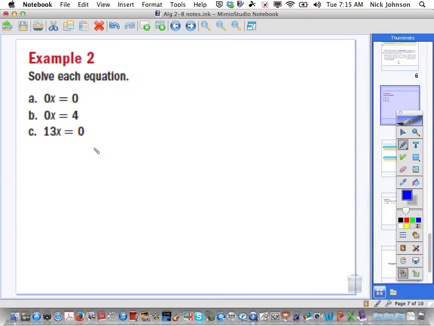So, example 2, you're going to want to write this down and pay attention to it. A says 0 times x is equal to 0. So this says, what number could I multiply by 0 to give me 0? Well, that is all reals. Any number. I could put in 5 for x. If I put 5 in for x, 5 times 0 gives me 0, right? I could put 20 in for x. 20 times 0 is 0.